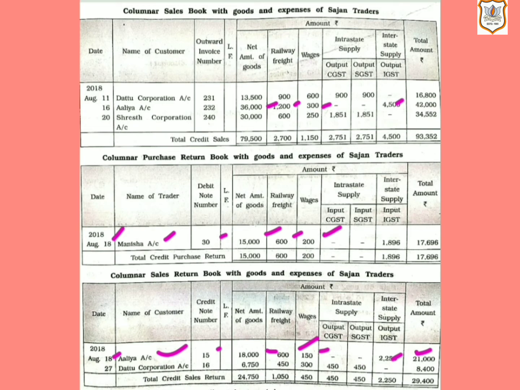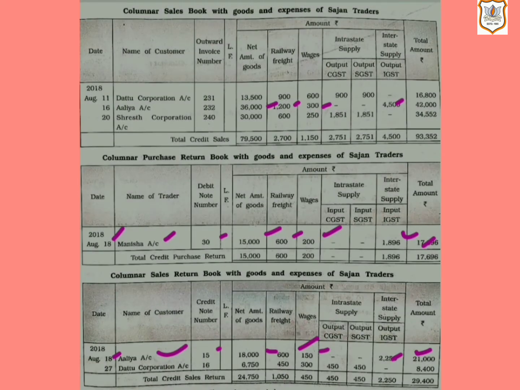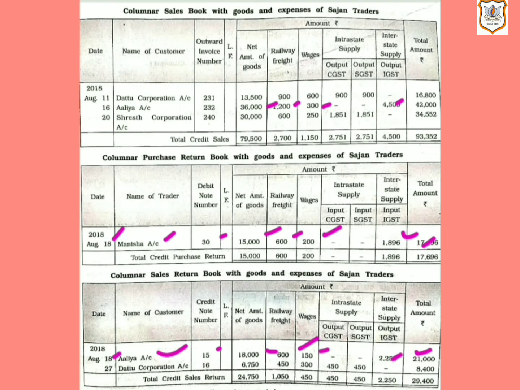Then input IGST will be shown at rupees 1,896, that is half of 3,792. Then total amount will be recorded at rupees 17,696. So in this way we will have to record. Then let's move to next transaction, date 20.